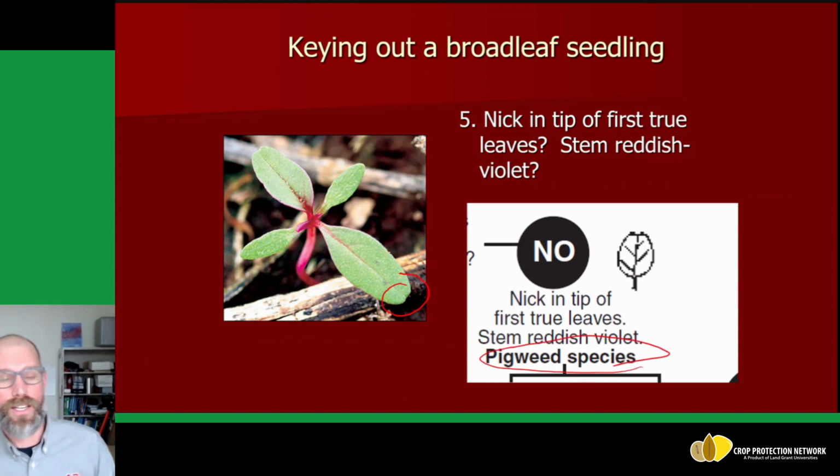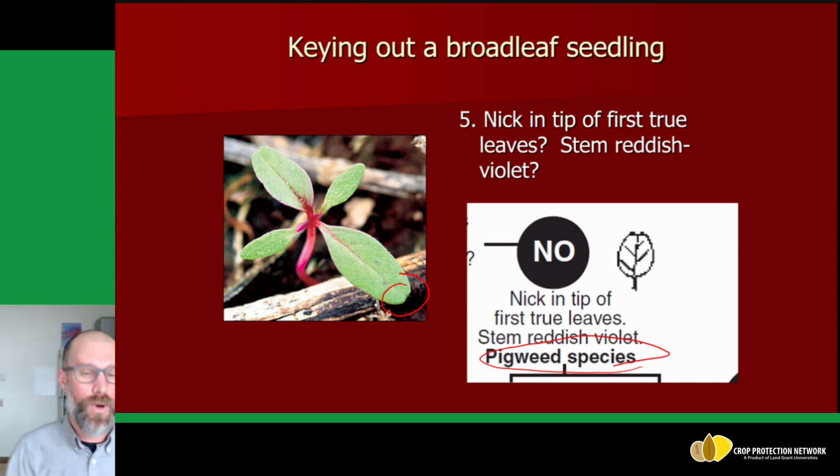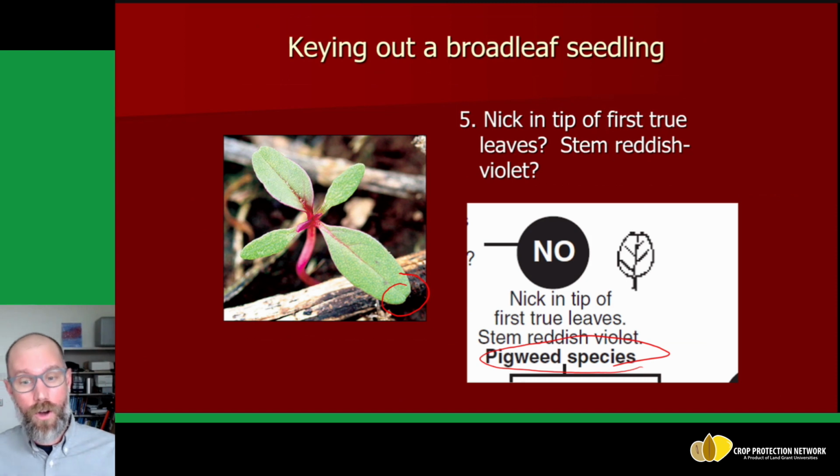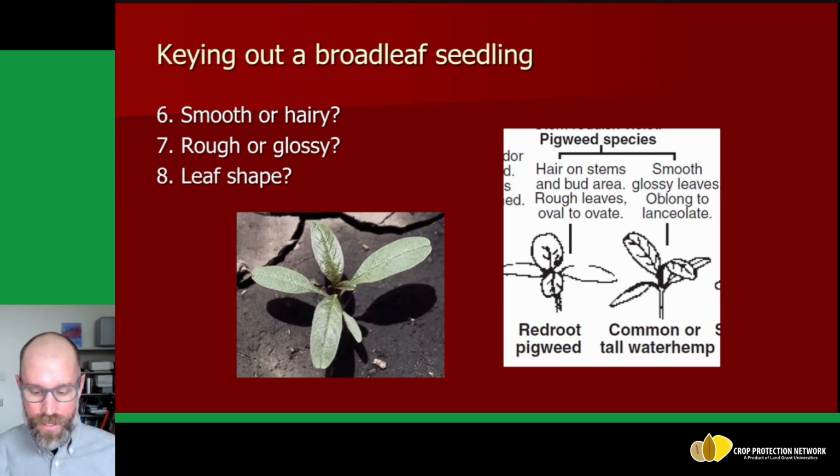And so you can see, using a key walks you through a process, a series of yes or no questions. They're going to lead you on one path or the other. And the hope is it's going to get you at least down to a species level. And so then it's going to key it out beyond that. So it's going to say, here are some different pigweed species.